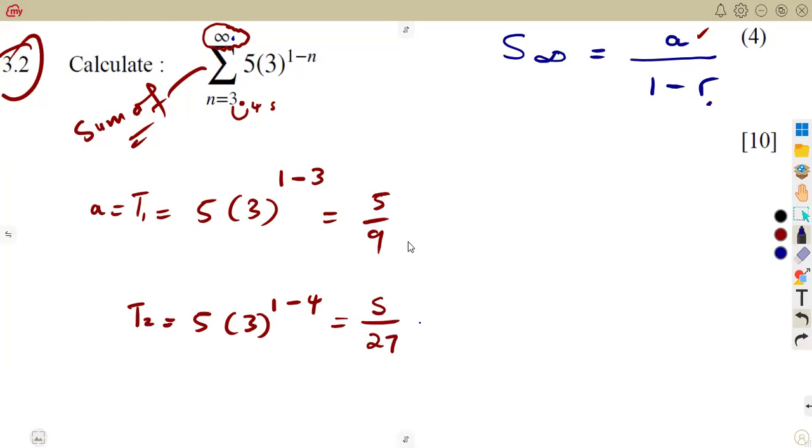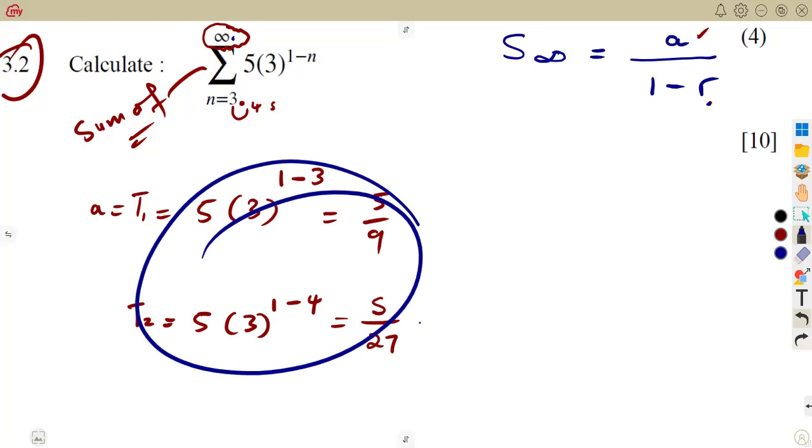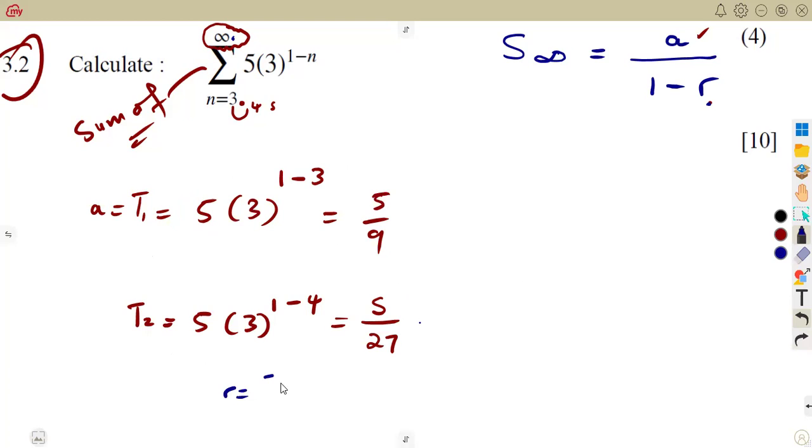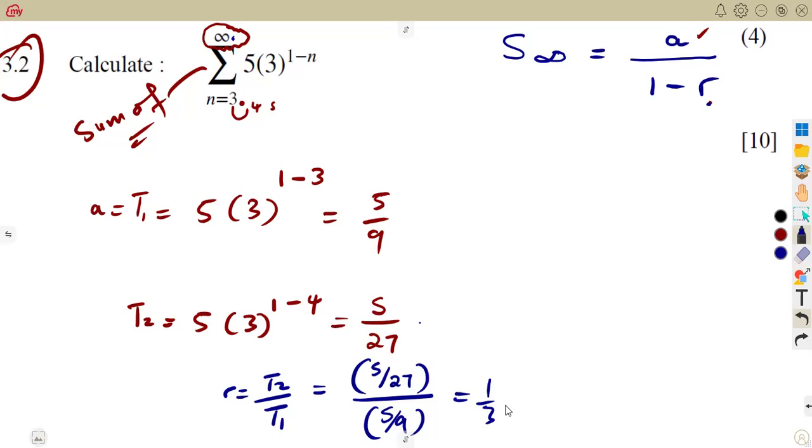These two give us the common ratio, because we understand that it is T2 over T1. Guys, sum to infinity falls under a geometric progression, so we talk of the common ratio there. Dividing these two terms, 5 over 27 divided by 5 over 9, that is T2 divided by T1, gives us 1 over 3. We have the ratio there. So with this, we can determine the sum to infinity.